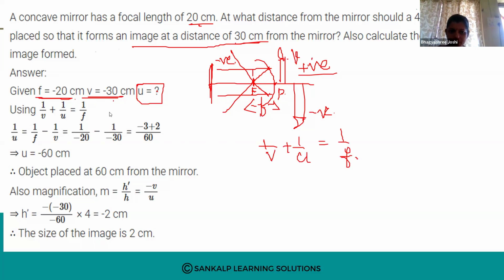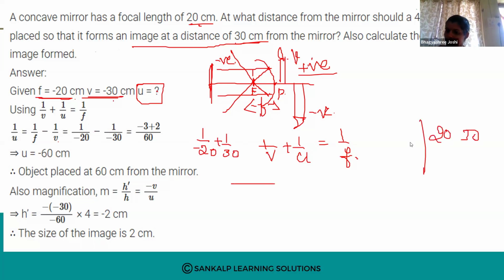So transfer this V to this side. That is 1 divided by F minus 1 divided by V is equal to 1 divided by U. F value is minus 20, minus 1 divided by V, value is minus 30. So this is 1 divided by minus 20, minus into minus, plus 1 divided by 30. So 20 and 30.